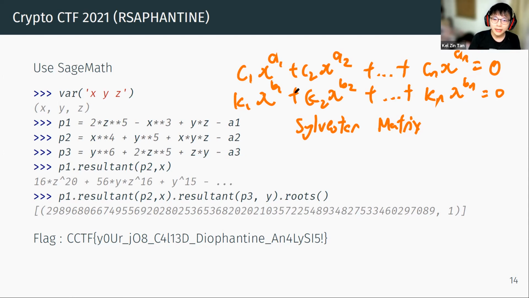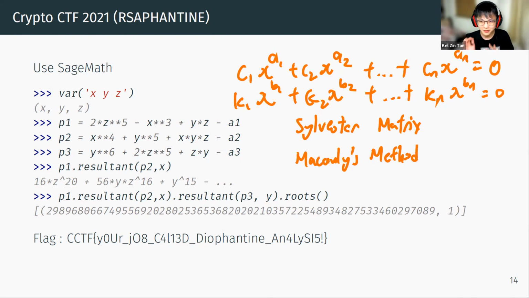But then, what if you have multiple unknown values, like multiple variables? If you need to do the resultant of multiple variables, there's an algorithm called Macaulay's. I think it's spelled like that. So this is how the resultant works internally. If you are interested, you can check more about it. I will not go through how it works internally, I just show the tools that are given to us. Any more questions?